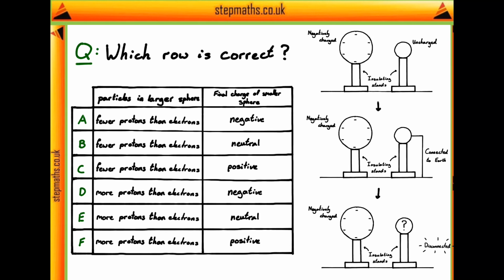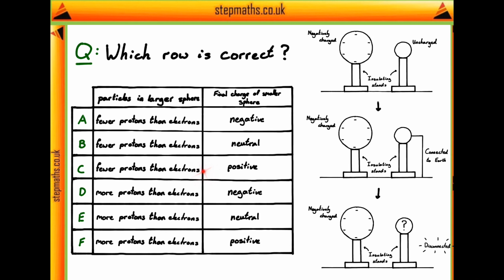Now, to have a go at this question, it might seem a bit tricky because it seems like quite a lot has happened and we've got a relatively complicated setup at least. But really, if we look at the answers, there's actually not too much which we need to think about. First of all, we just need to think about the particles in the larger sphere, and this is probably the easiest step. We know that the larger sphere is going to be negatively charged, so we can figure out what this means about the protons and electrons.